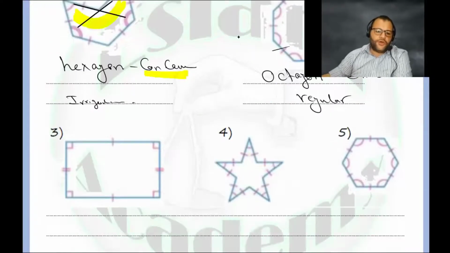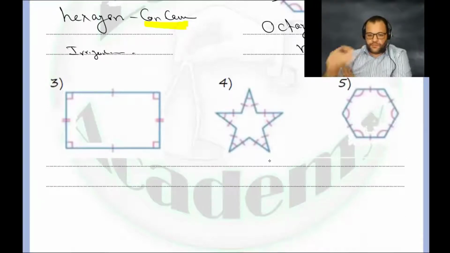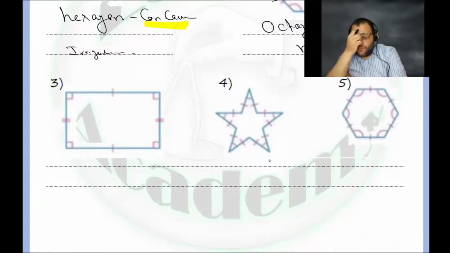Yes. Okay. Number three. Rectangle. It's a quadrilateral. And it's convex, sorry, not concave. And it's regular.